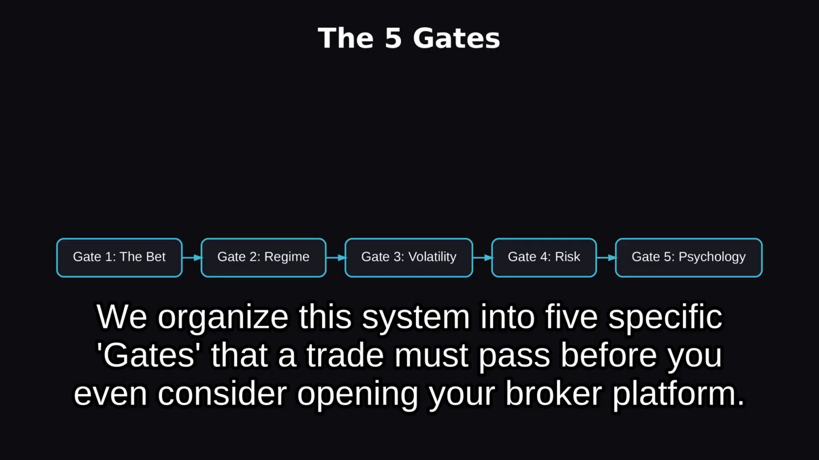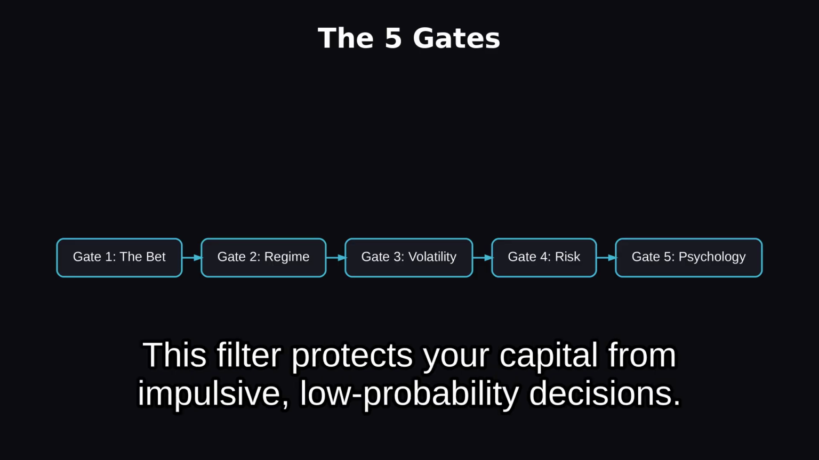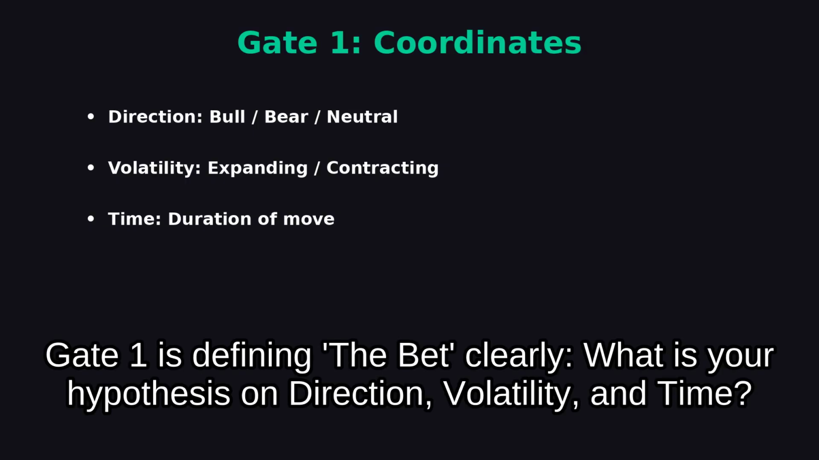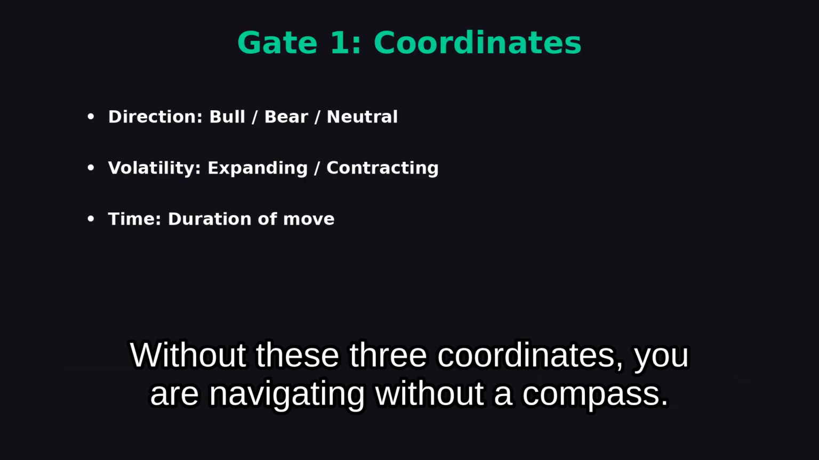We organize this system into 5 specific gates that a trade must pass before you even consider opening your broker platform. If a trade idea gets stuck at any gate, it is rejected immediately. This filter protects your capital from impulsive, low-probability decisions. Gate 1 is defining the bet clearly. What is your hypothesis on direction, volatility, and time? You must have a view on where price is going, how fast it will get there, and by what date. Without these 3 coordinates, you are navigating without a compass.